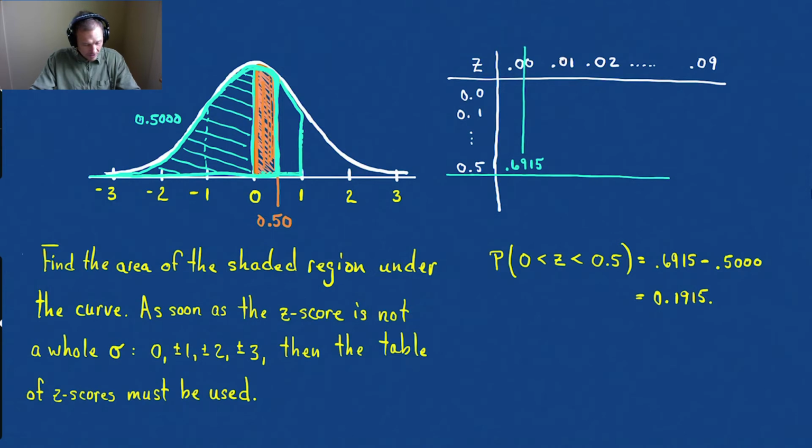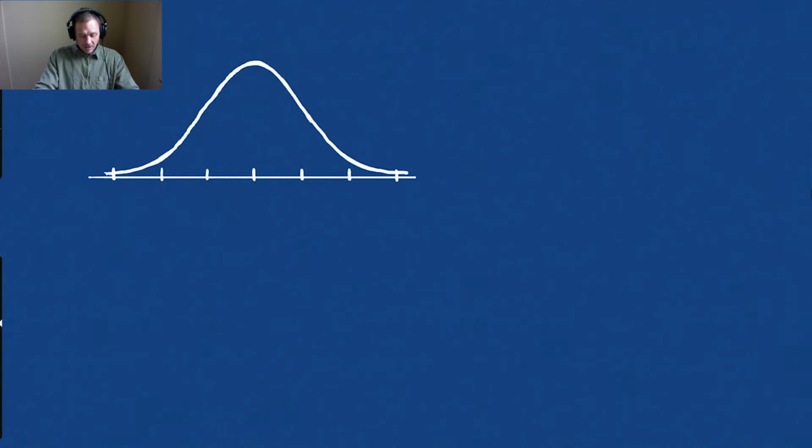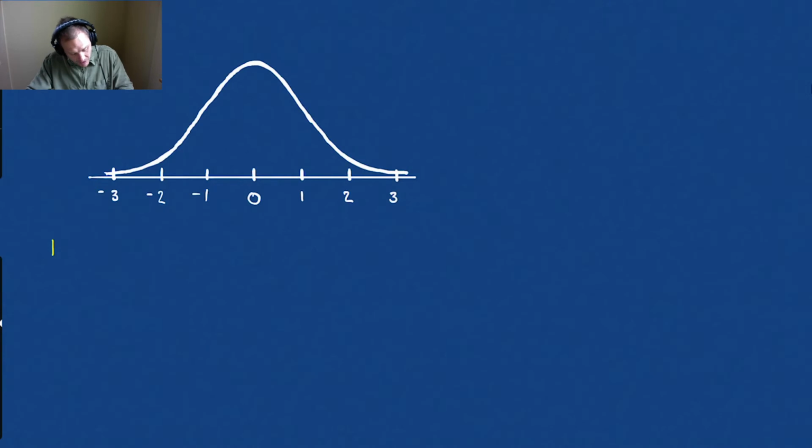Let's turn this one off, and now let's try another one. Oh, let me label it first. I'm sorry, I got ahead of myself. My labels are 0, 1, 2, 3, minus 1, minus 2, minus 3. Okay, now let's change the problem a little bit this time. Let's try the probability that z is less than 1.5. So z of 1.5 is about right there, and I want the probability of the area being less than that. So that's going to be all of this yellow region here.